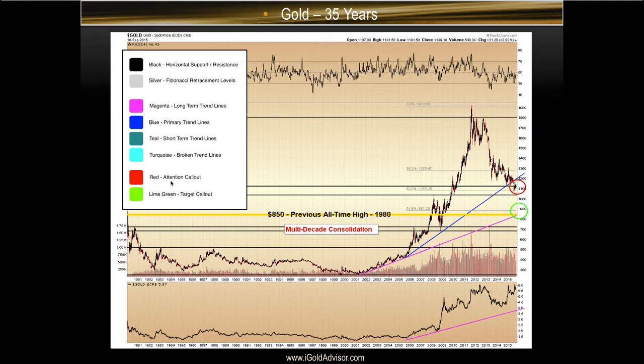Red is going to be to call your attention to something, and green is going to be as we look at targets. So again, we do have this target here for gold somewhere in the vicinity of 850 to 1,000, which corresponds with this Fibonacci retracement at the 61.8 level, the all-time high, and this linear long-term magenta trend line. So we are still saying there's this possibility for one more leg down in the gold market.